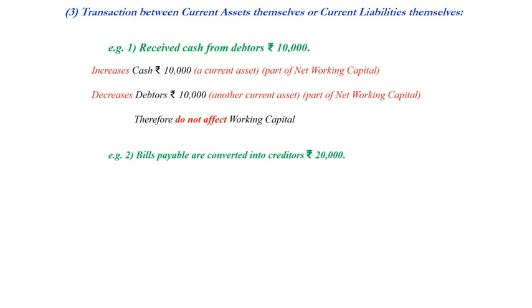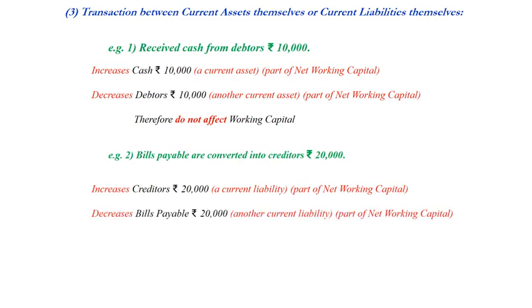Then bills payable are converted into creditors, 20,000 rupees. Again, increases creditors by 20,000 but decreases bills payable by rupees 20,000. Both are current liabilities, converting one current liability into another current liability. So 20,000 decreases in one current liability and increases by the same amount in another current liability. It won't change the total of current liability. Therefore, no change in working capital. Is it not? Hope you understood the concept.